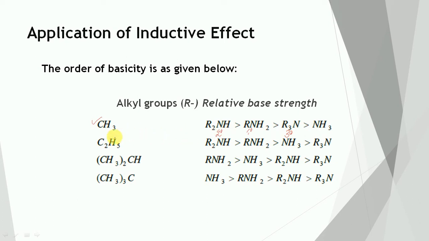If the alkyl group is replaced with ethyl, then secondary has the strongest basicity, then primary, then ammonia, and the weakest one is the tertiary. So besides the inductive effect, the steric effect and solvent effect also play their role, which we can study in later classes.